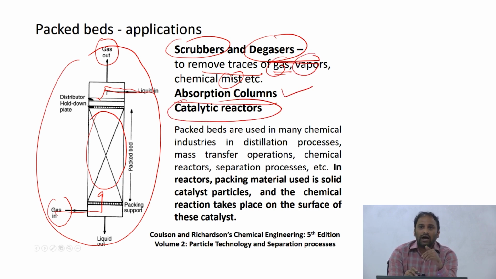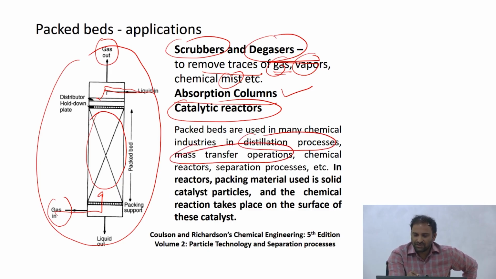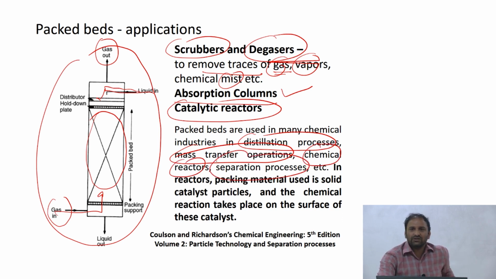If you want a particular reaction to occur over a solid surface, the best way of doing this would be to pack the catalysts into these columns. As you let either a liquid or a gas through this column, on the surface of these catalysts some reaction may occur. As I said, they're used for distillation operations, a lot of mass transfer operations. Absorption is one example I talked about. Chemical reactors, separators. So these have very wide applications. And you will have a couple of experiments in the next semester to look at different aspects of flow through packed beds.